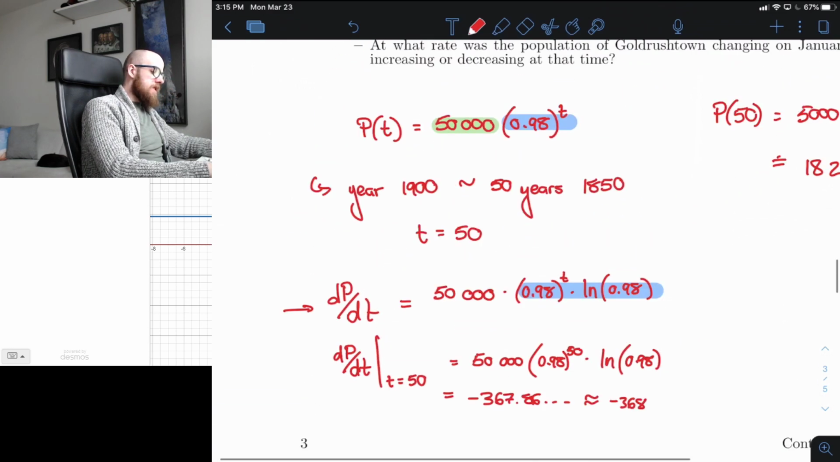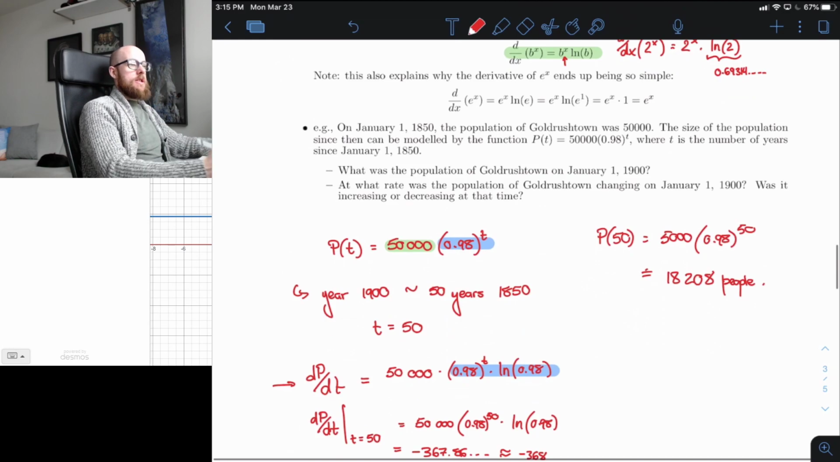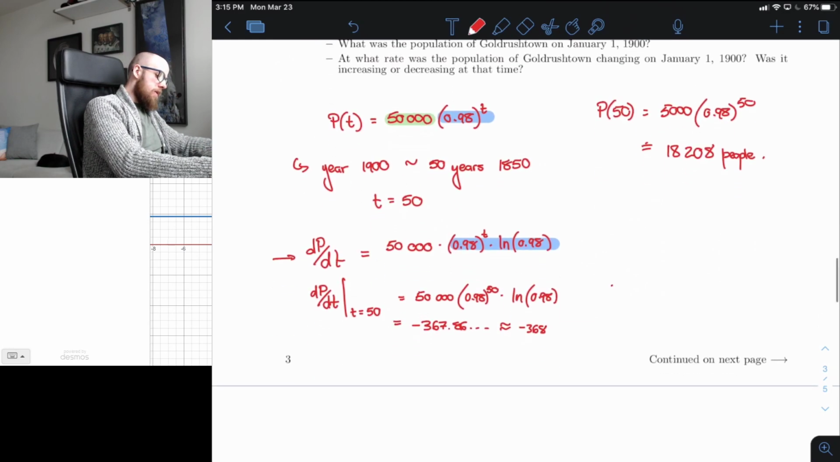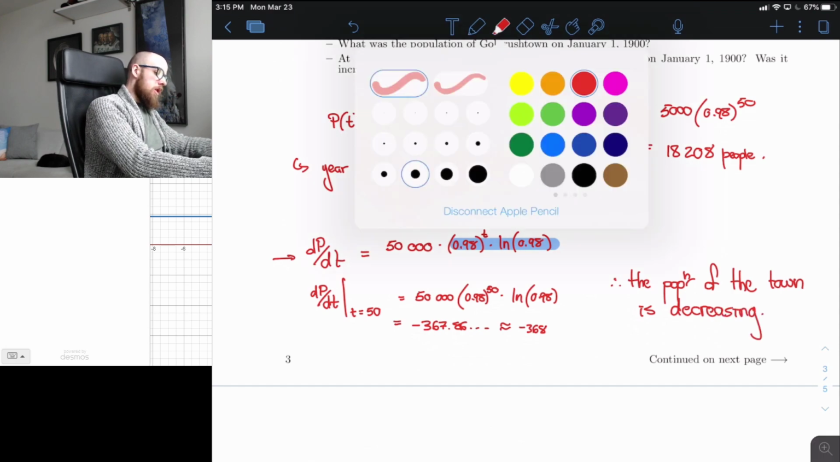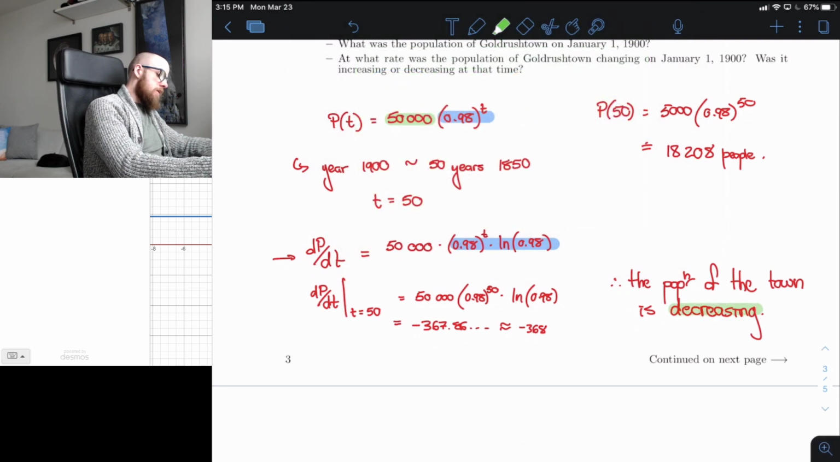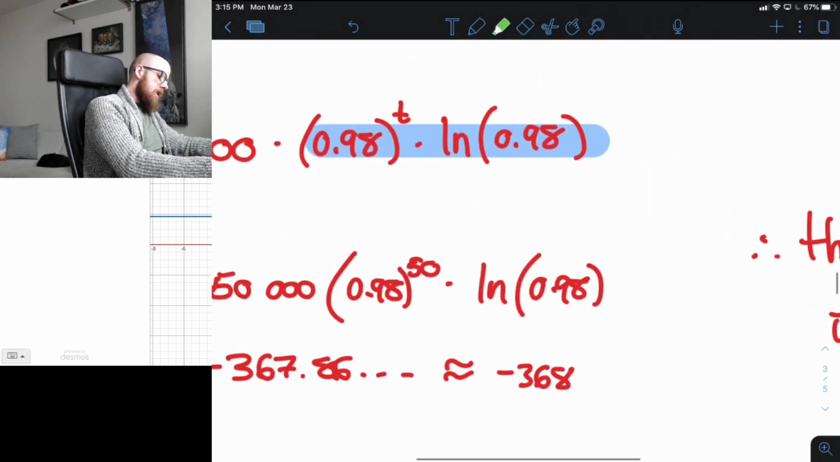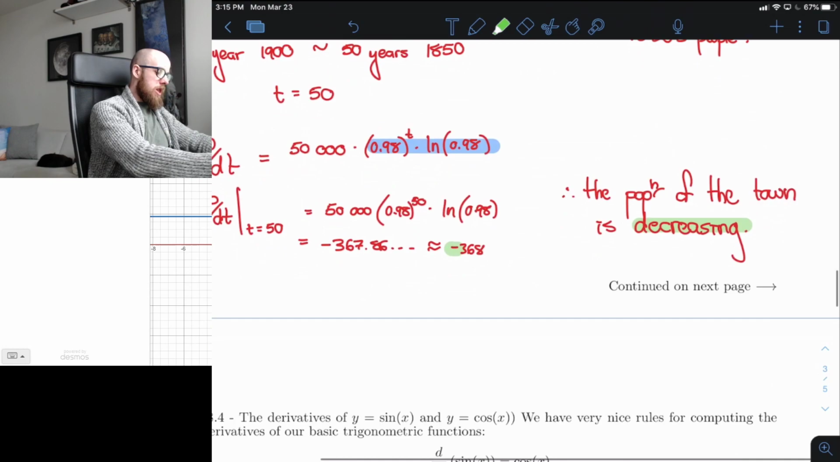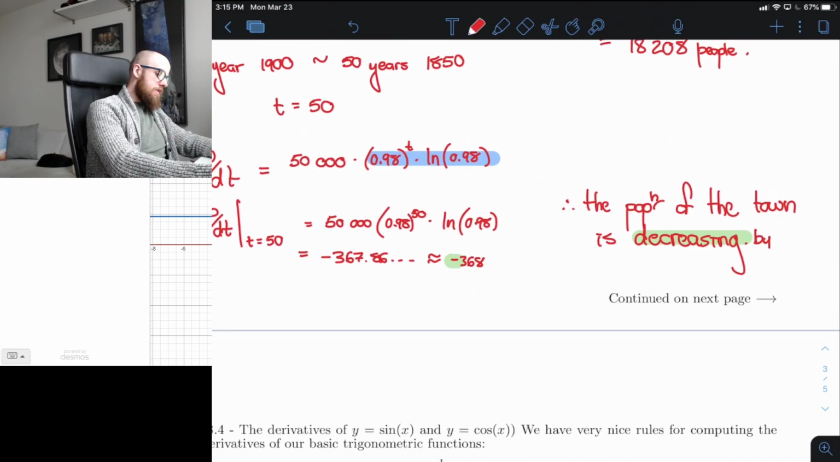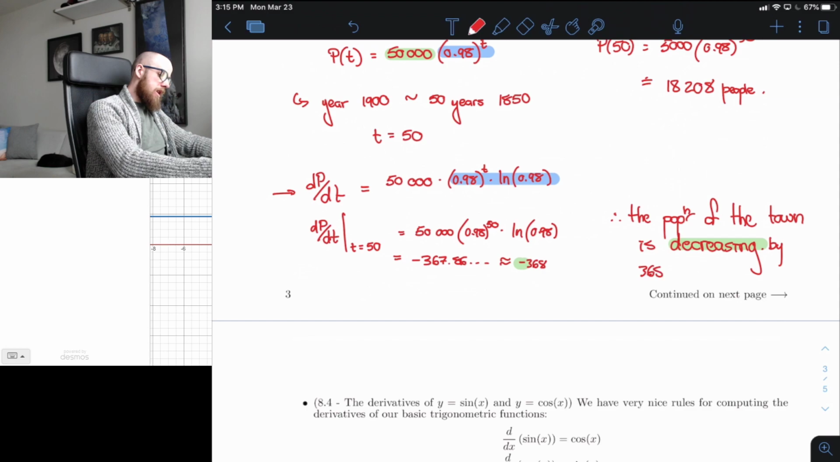Because this is a word problem, we want to have some sort of summarizing statement. So in this case, we say, therefore, the population of the town is decreasing. And the reason we know it's decreasing, and we'll talk a lot more about this over the next week or so, is the fact that we have a negative sign out front of our slope. So the population of the town is decreasing by 368 people per year.